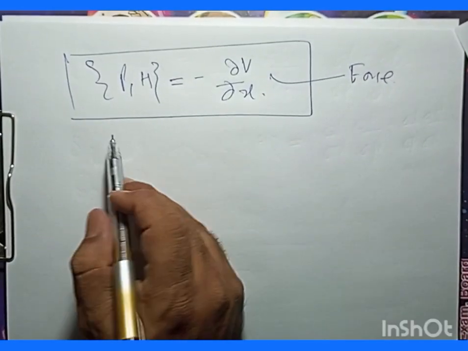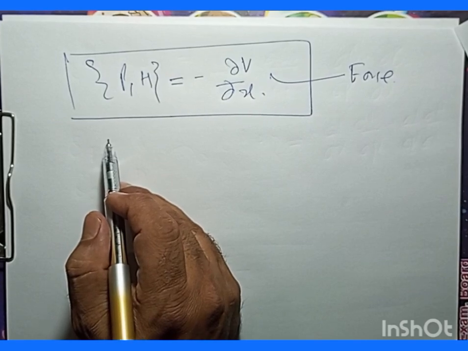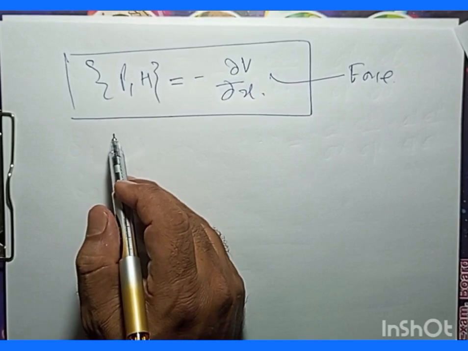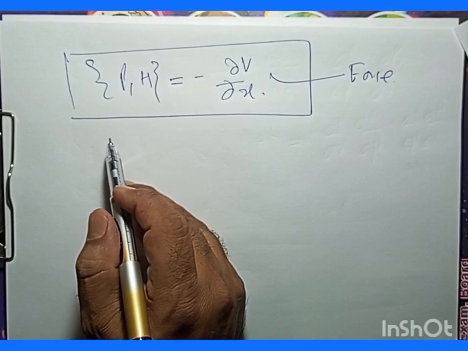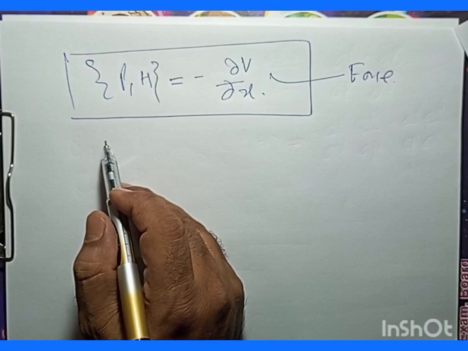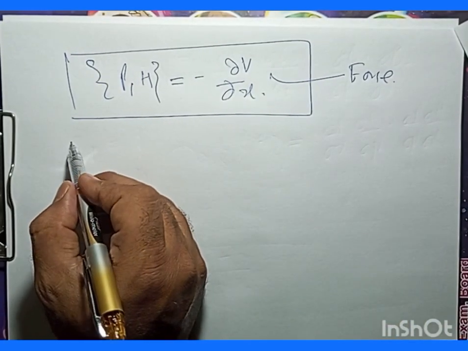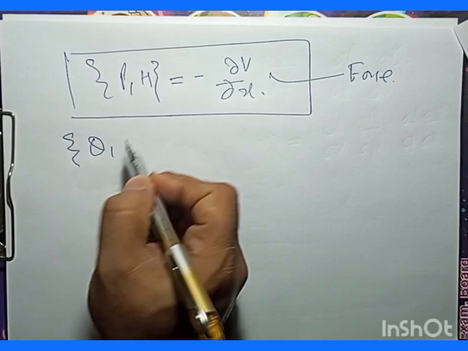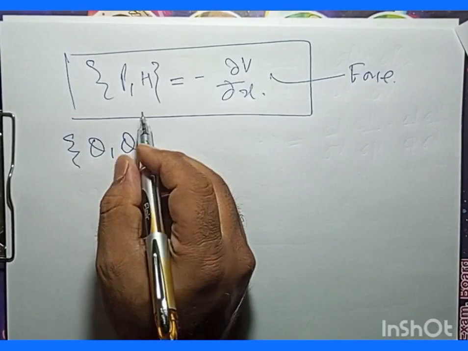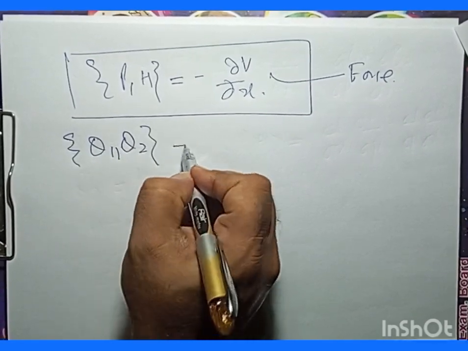So the Poisson bracket of the momentum and the Hamiltonian of that system is providing us the force. It's giving us the measure of the force. Now, to move on, taking the same case, like the Poisson bracket of Q1 and Q2. And how do we write the Poisson bracket?